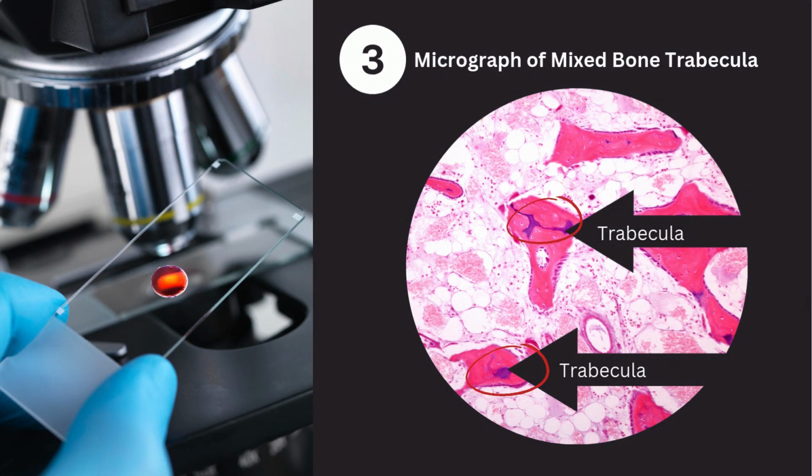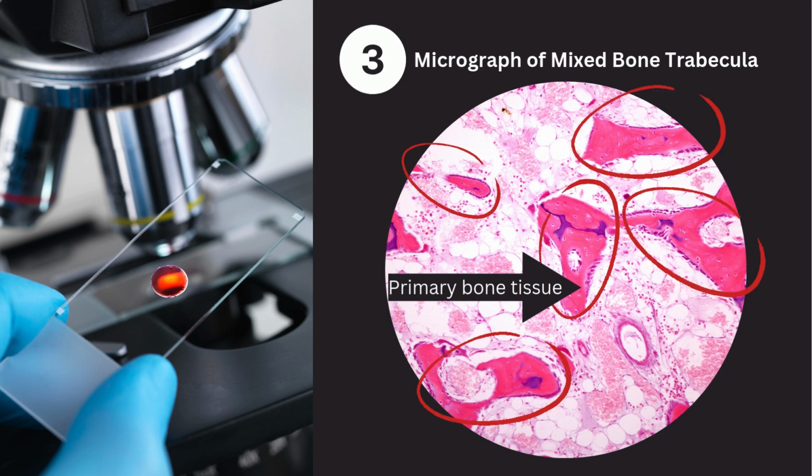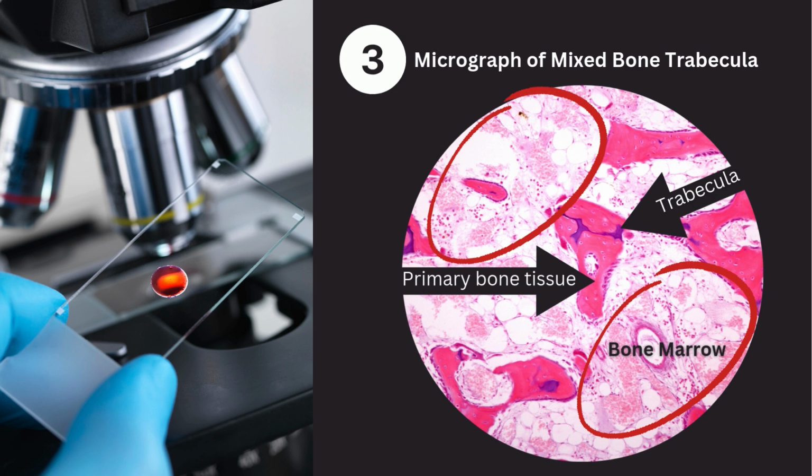In micrograph 3, we can see a mixed bone trabecula. This tissue sample of mixed bone trabeculae reveals a bluish center of acellular calcified cartilage. The bluish center of acellular calcified cartilage is covered by pink primary bone tissue containing osteocytes. Bone marrow is located among trabeculae.